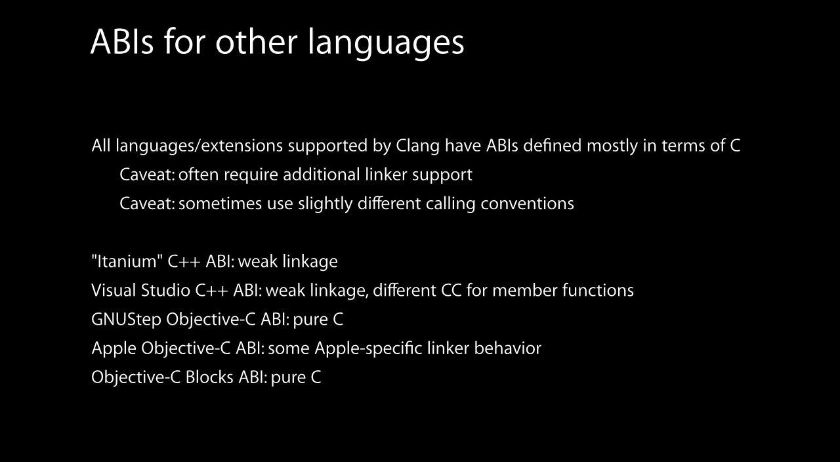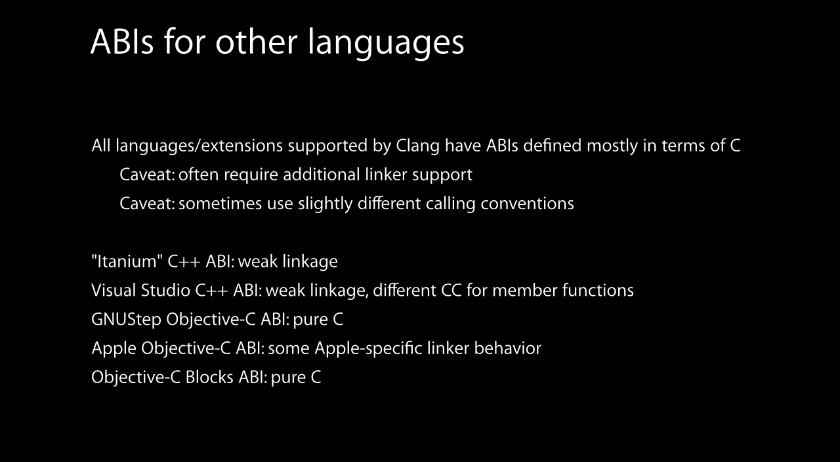There's a couple caveats about this. Almost every single language extension that we support ends up requiring some sort of additional linker support that wouldn't have been necessary for C. And additionally, a lot of them require slightly different calling convention support and so on. But for the most part, the core of it is really defined in terms of the C ABI.